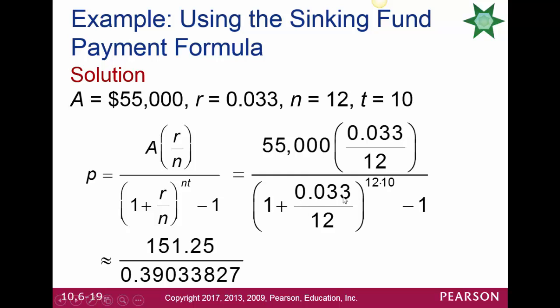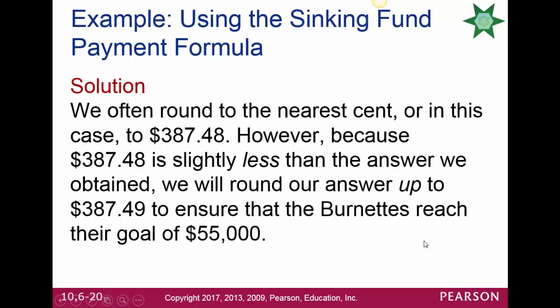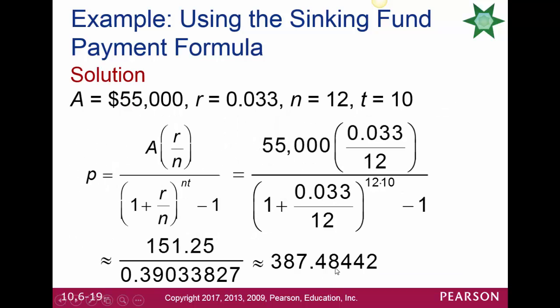Down here, I took 0.033 divided by 12, add 1, raise it to the 120th power, and subtract 1. So here's my numerator and denominator. And my last step, I'm going to divide, and I come up with 387, about 45, actually 48 rather. We're going to round it up to 49. If you go back and look, it was a little bit more than 48 cents.